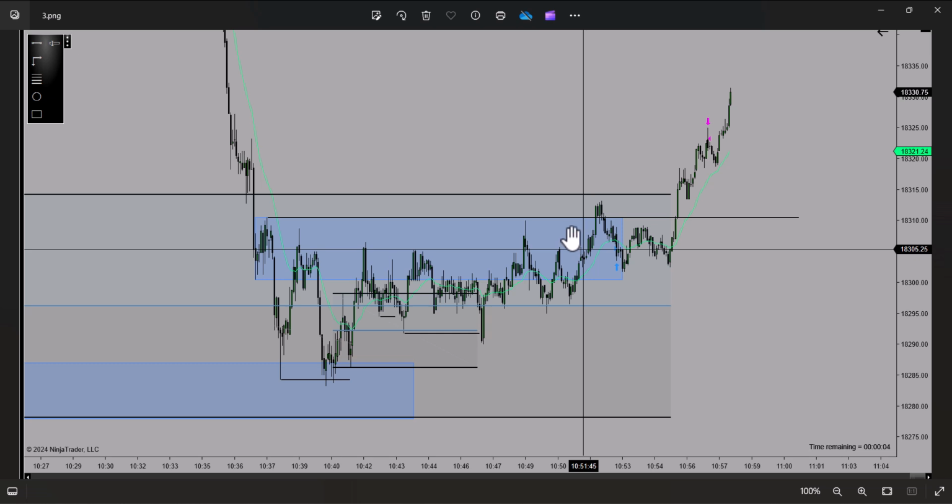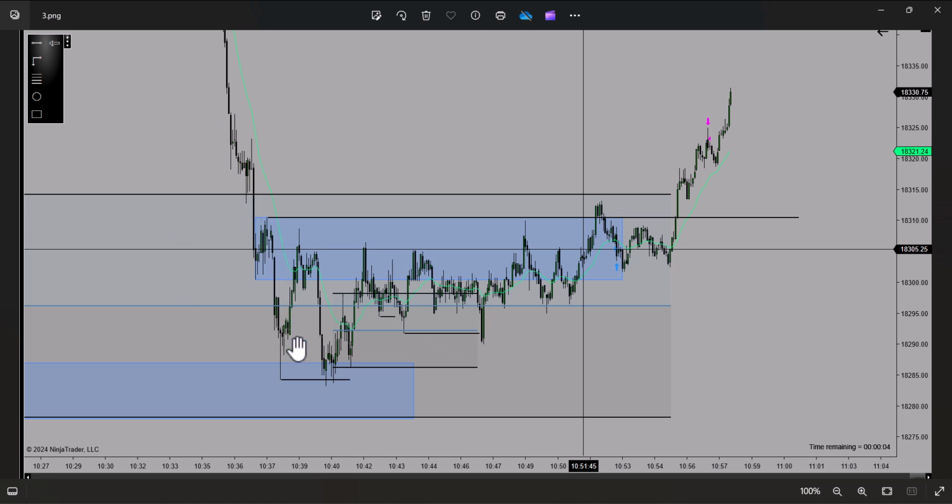So basically, I discussed on that video that breaking a protected high doesn't mean that price wants to go higher, but breaking above a zone that was previously pushing price lower, continuously pushing price lower, that's a strong indication that price wants to go higher, all right? So what do we have in here?